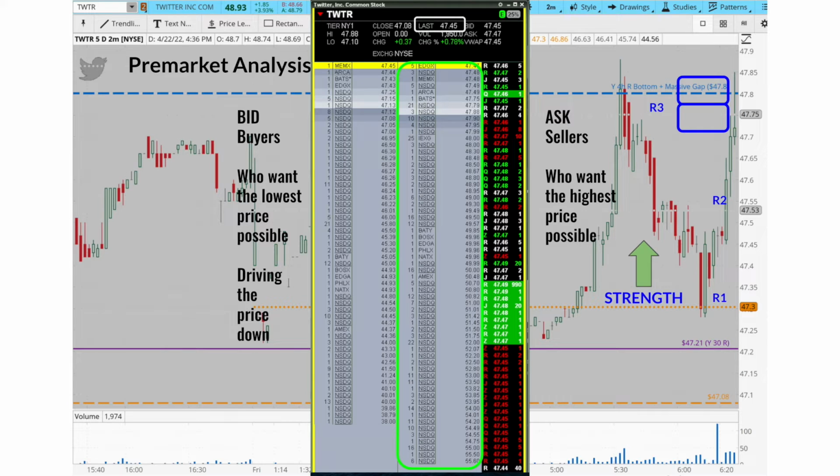highest price possible. If you're going to sell something, you don't want to sell it at market. You ideally want to have even more. So you want to make even more profits. So you want the highest price possible, which is going to drive the price up. Okay. So same situation here.